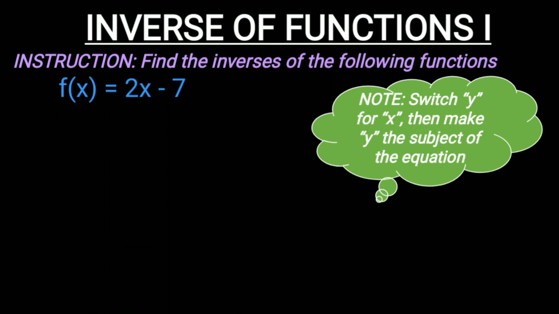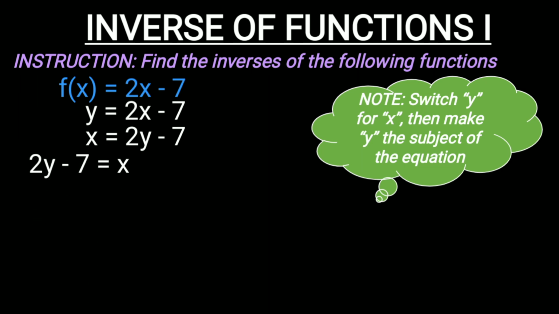If f of x equal to 2x minus 7, your f of x is actually y. So we can write it as y equal to 2x minus 7. And then the next thing we want to do is to switch y for x in the equation. So this becomes x equal to 2y minus 7. If you check that step very well, you discover that y has become x and x has become y in the equation. So if x equal to 2y minus 7, we can just write it out as 2y minus 7 equal to x. I'm still basically writing the same thing.